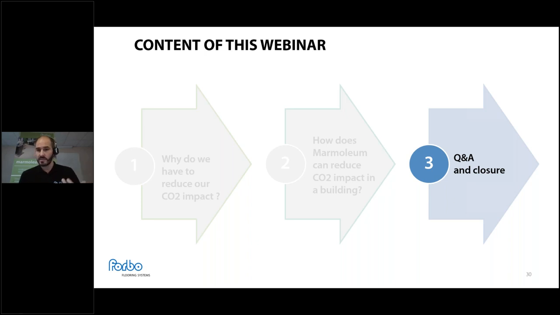It's a labeling. It's not a certification. It's a labeling that you can have to explain that this product has this impact. So it's just a selection from the EPD. You ask a third party to get a labeling, sorry. So you pay someone just to extract some information from the EPD, like the C2C, the cradle to cradle.